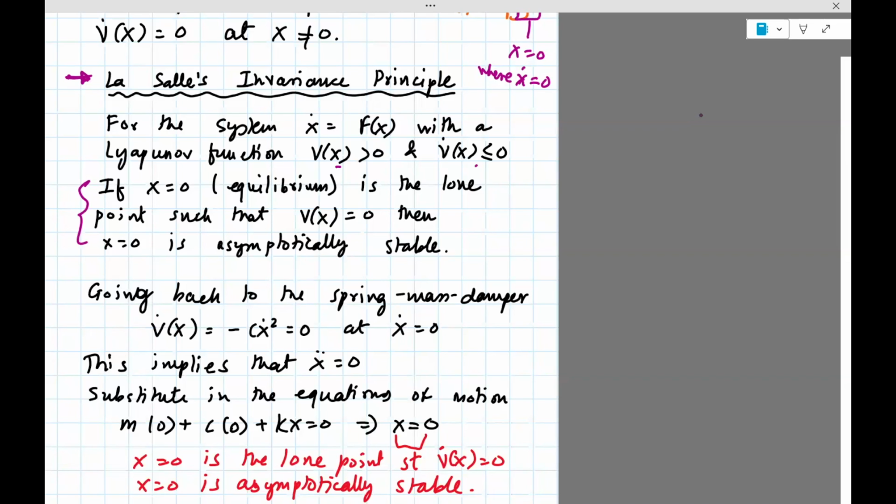Now we've shown that V dot of x is minus c x dot squared, equal to 0 at x dot equals 0. What remains to be shown is that we only get this at x equals 0 and no other x. If we can show that this is true only at x equals 0, then it proves that the system is stable. So that is basically LaSalle's invariance.